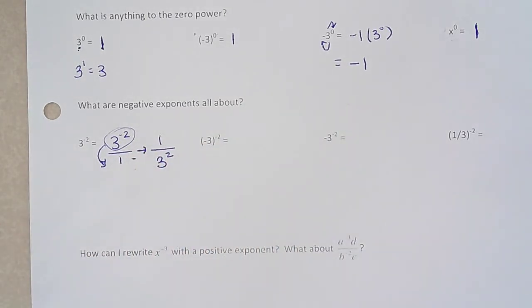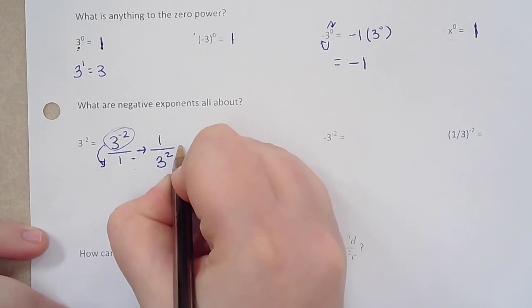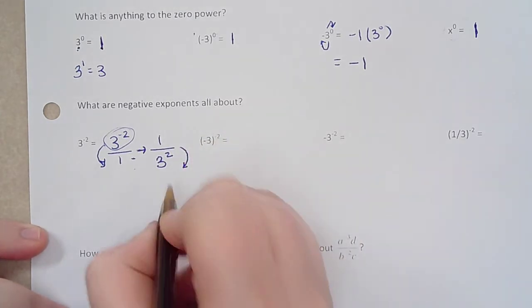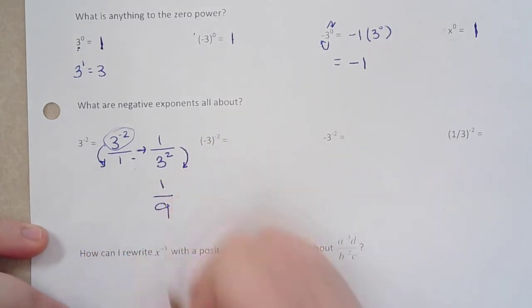Notice, when I flip it down to the bottom, the negative goes away because it's happier to be on the bottom. In order to simplify this, I do have to take 3 squared so that my final answer becomes 1 over 9.